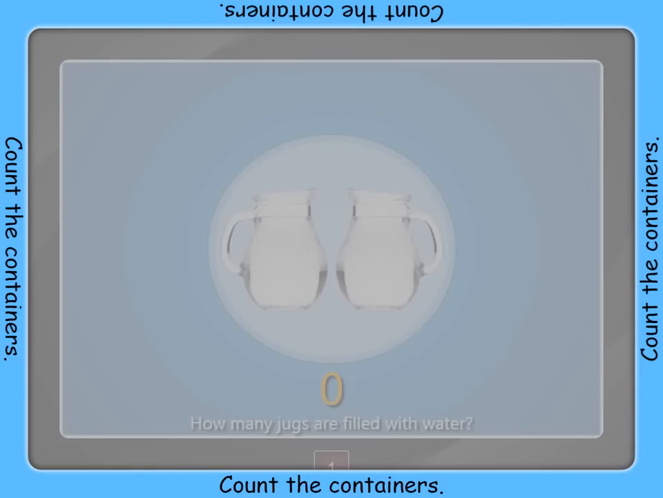One bucket of water has been split into different containers. How many of each type of container does it fill? Count the containers to find out how many are filled. Then show your answer by dragging that amount of ones blocks into the center.